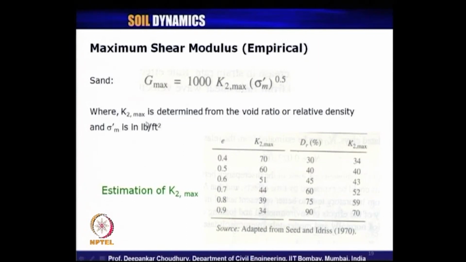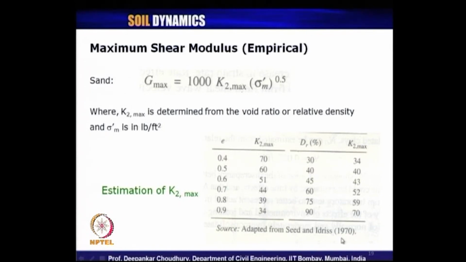So, the parameter involved here, this sigma m dash, should be in pound per feet square unit, and for different values of void ratio, or for different values of relative density of the sand, what are the values of K2 max, was proposed by Seed and Idris in 1970.